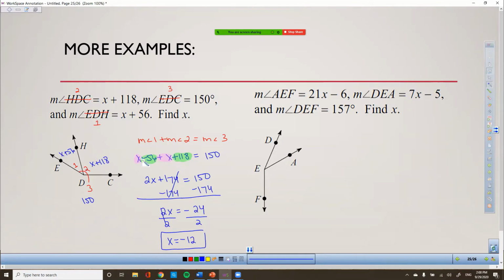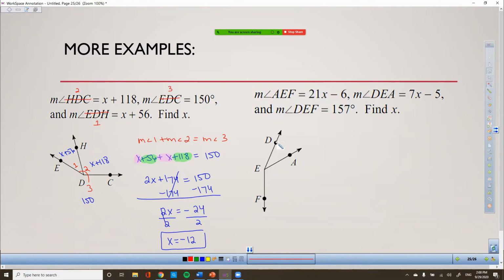Again, it all depends on making sure we label everything correctly, and then we're able to set it up in our angle addition postulate. Let's go and try another example. We've got measurement of angle AEF, and they give me all that information. So first things first, I want to label my angles, angle 1, angle 2, and angle 3.